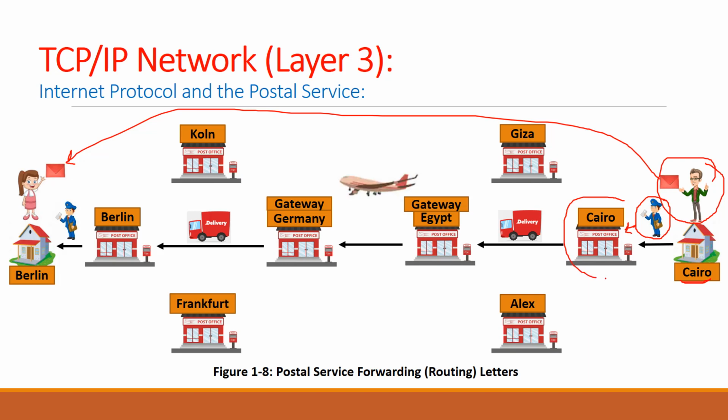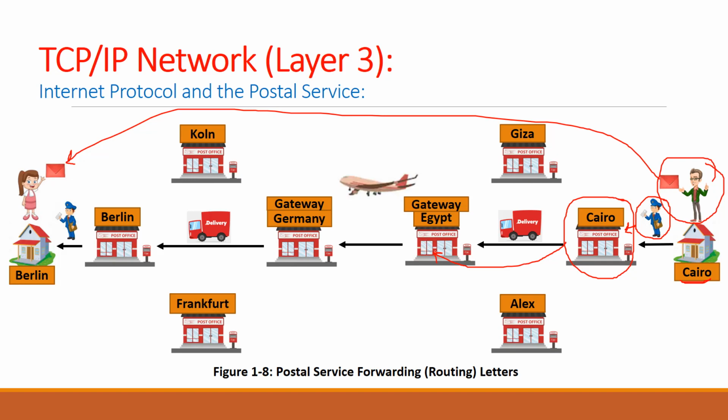Once the local post office receives the letter, it will do the routing process, which is based on the destination address on the letter. And once it finds out that the destination is in another country, it will send the letter to the gateway inside Egypt that is responsible for sending letters outside the country.